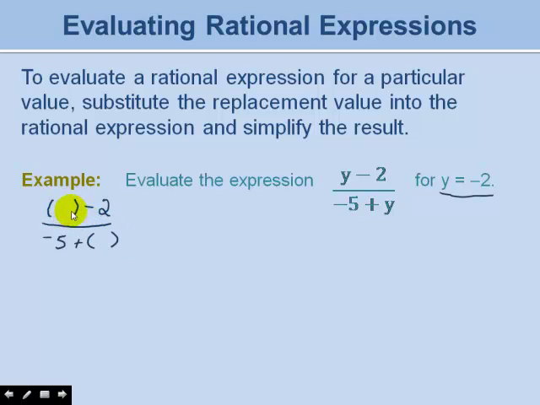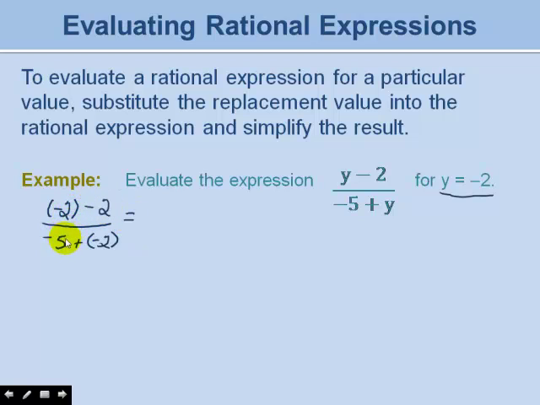So now instead of y minus 2, we have a parentheses minus 2, and on the bottom we have negative 5 plus a set of parentheses. Now that tells me that I need to substitute my replacement value in where those parentheses are. Our replacement value was negative 2. So I'm going to write negative 2 in there and negative 2 in there. So I've got the substitution part done. Now I just need to simplify the result.